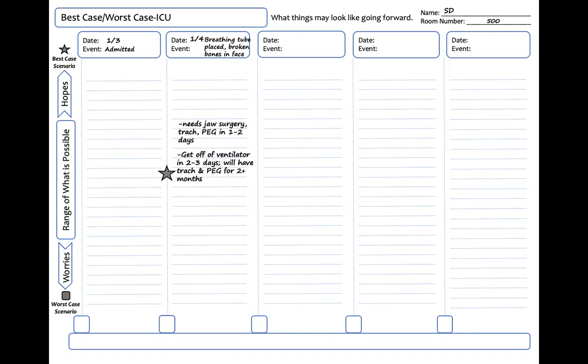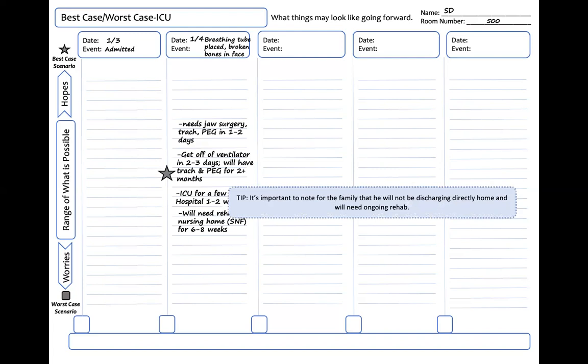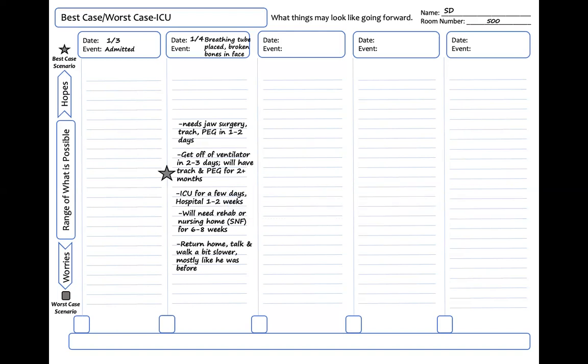We hope he can get off the vent in 2 to 3 days, and he'll have a trach and PEG for about 2 months. He'll likely be in the ICU for a few more days and in the hospital for 1 to 2 weeks. He will need rehab or a skilled nursing facility for 6 to 8 weeks. As a teaching point, it's important to note what the scope of recovery might entail, that he can't go right home after this hospitalization because of the trach, PEG, and need for ongoing rehab. He'll need support at a rehab or nursing facility prior to going home to build up his strength.